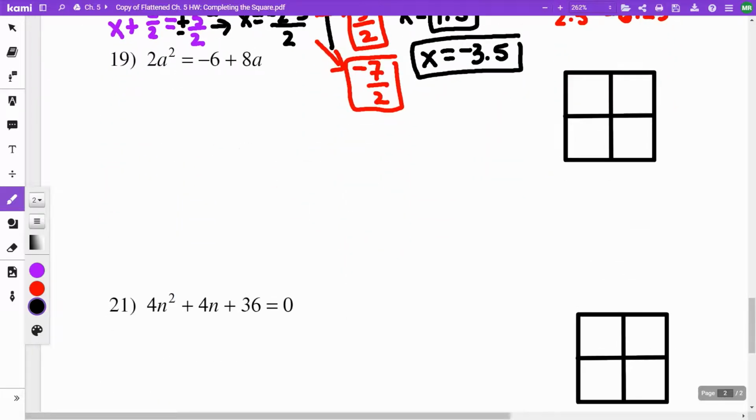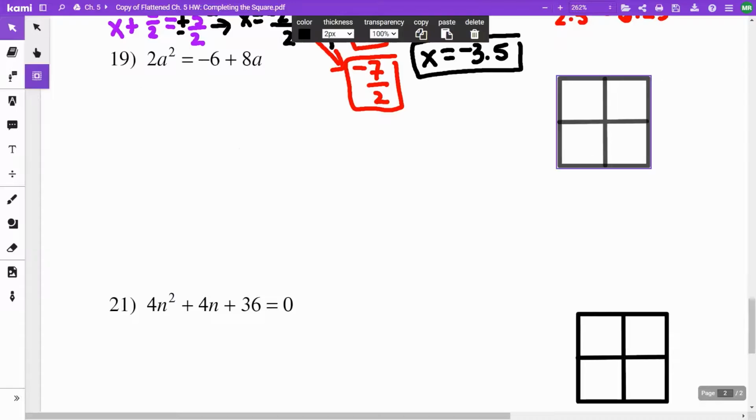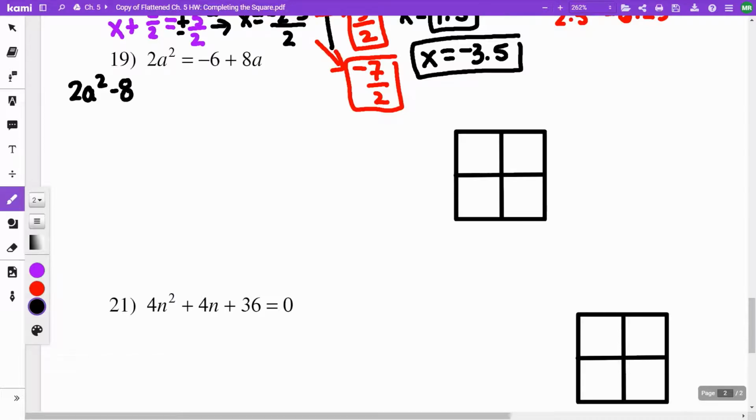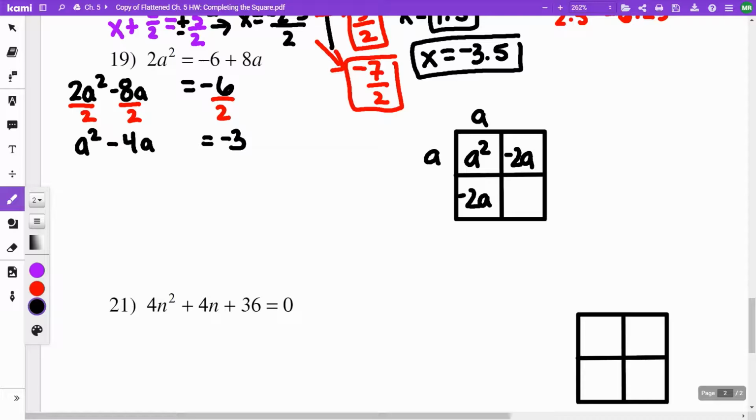Okay, on 19, let me just move this. Okay, so on 19, I am first going to subtract the 8a, bring it over to this side. I need to divide everything by 2, everything by 2, everything by 2. I get a squared minus 4a equals a negative 3. So I have my a squared, my negative 4a split as a negative 2a and a negative 2a. And again, after you do this enough, hopefully you will know what you need to complete that square. That's our goal, not to have to use the box.